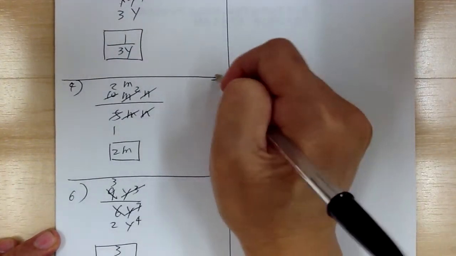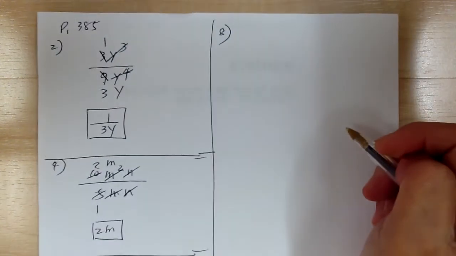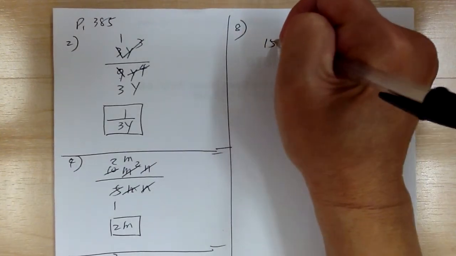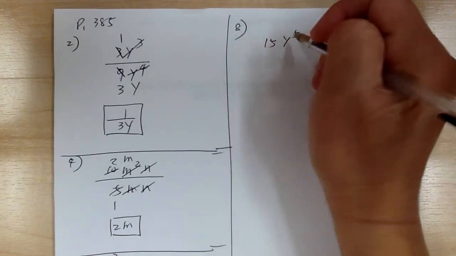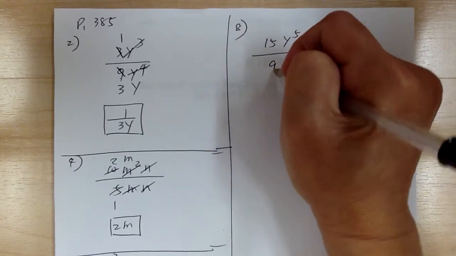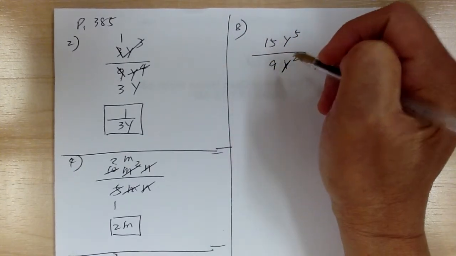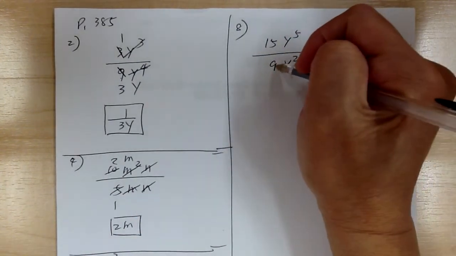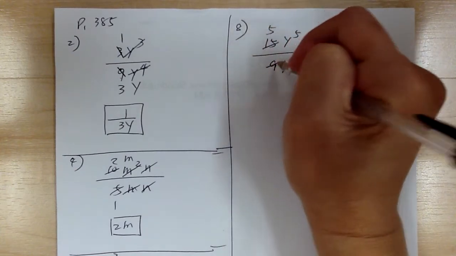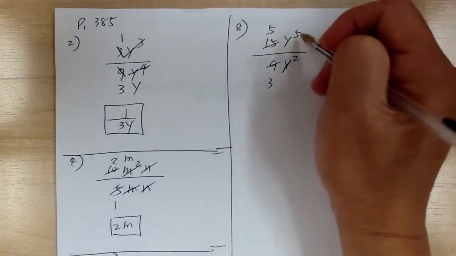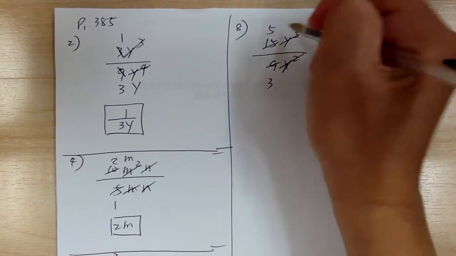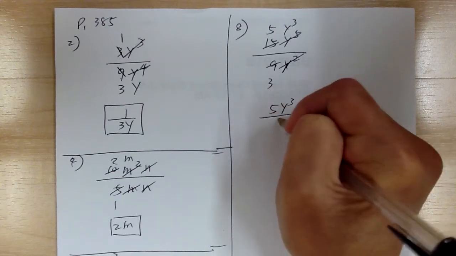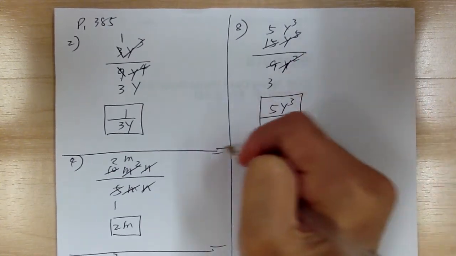And let's go to number 8. You have 15y to the 5 over 9y squared. Okay, so 15 and 9 can divide by 3, so divide by 3, you get 5, divide by 3, you get 3. Y squared and y to the 5, divide by y squared, so you got y cubed. So you're going to get 5y to the 3 over 3, and that's it for number 8.